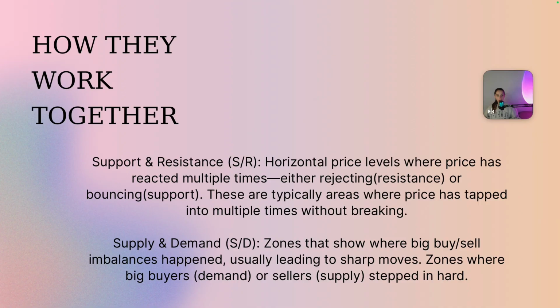So supply and demand, these are zones that show where big buy or sell imbalances happened, usually leading to sharp moves. So zones where big buyers, which is demand, or sellers, which is supply, stepped in hard. Now you can use the two simultaneously with confluence together to decide what you are going to be day trading and what trades you're going to be taking.